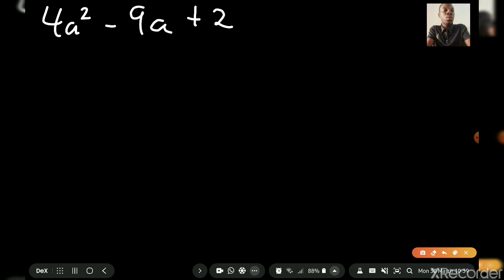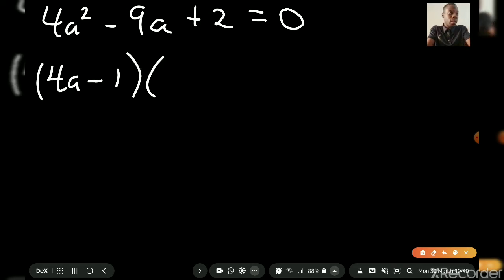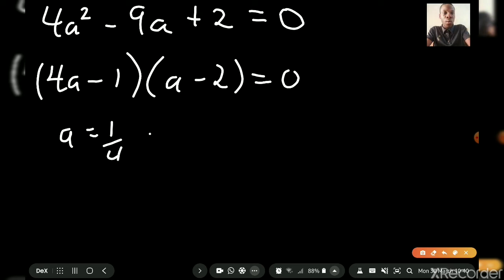So we are going to get 4a squared minus 9a plus 2 is equal to 0. When we solve this one, we are going to end up getting 4a minus 1, and then a minus 2 is equal to 0. We end up getting a is equal to 1 over 4, or a is equal to 2.